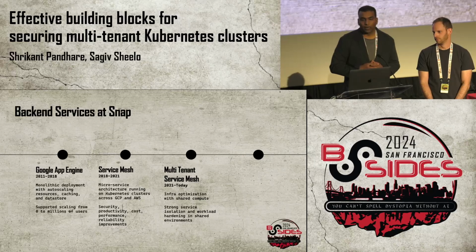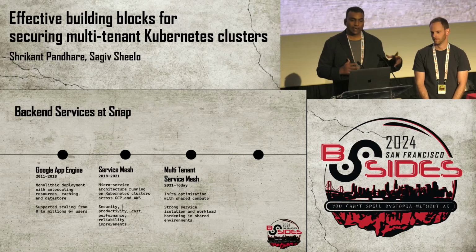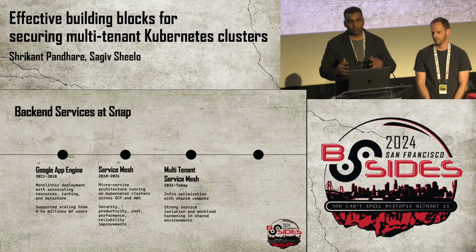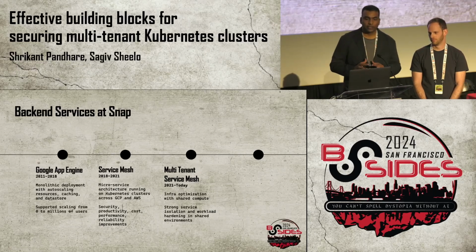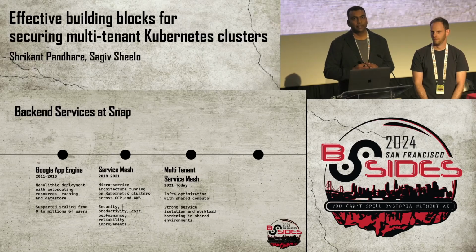So coming to our platform evolution roadmap. We went from a monolith to a single-tenant service mesh, and now we have a multi-tenant service mesh with strong service isolation and workload hardening in shared environments running on our Kubernetes fleet.